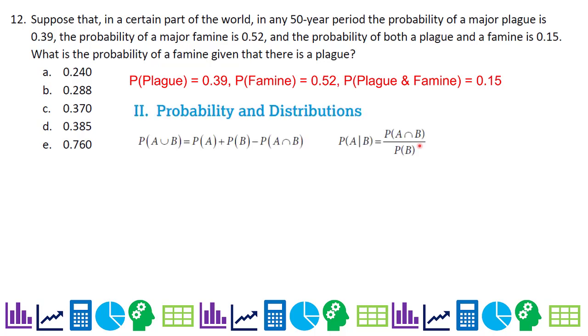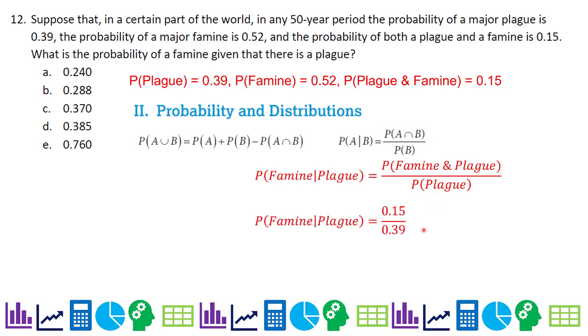So we're going to go look in our math chart, and we're going to use this right one right here. That's the equation we need because that's the given sign. So the probability of famine given plague is the probability of famine and plague divided by the probability of plague. Well, they told us probability of famine and plague is 0.15, and then the probability of a plague is 0.39, so we get 0.385, which is answer B.